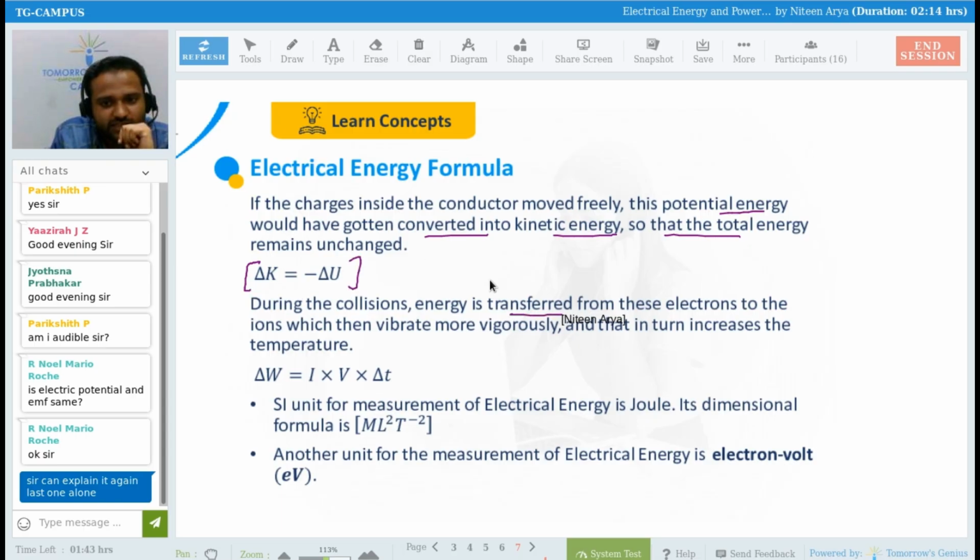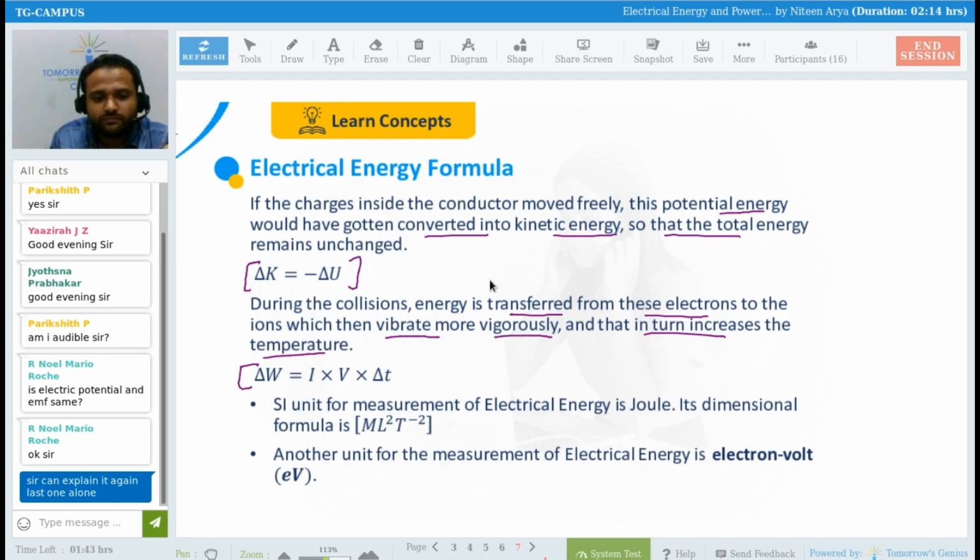During the collision, energy is transferred from these electrons to the ions, which vibrate more vigorously, and that then increases the temperature. So the change in work done, that is I into del V into dt, this del K is converted into del U.